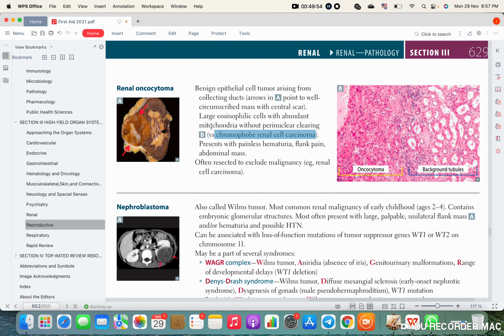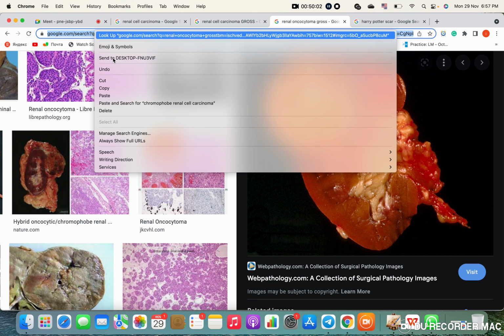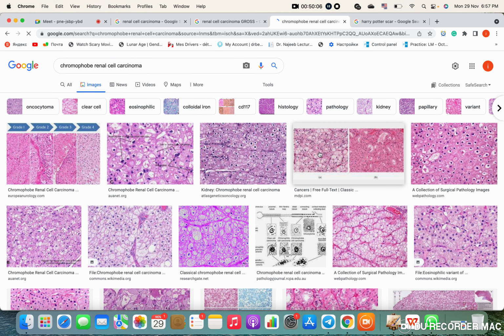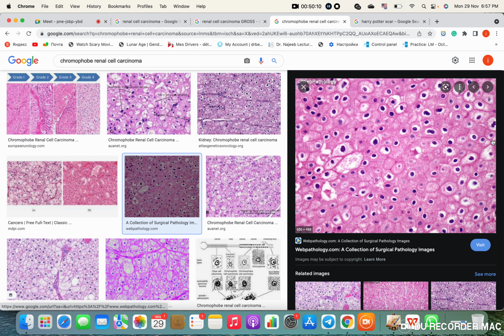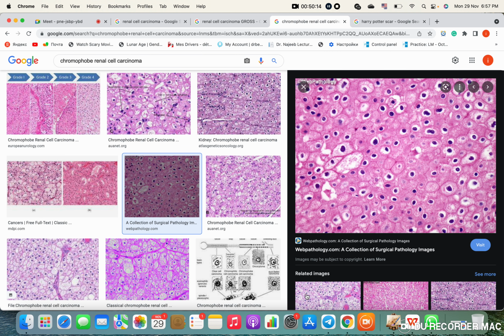There are actually two differences between renal oncocytoma and chromophobe renal cell carcinoma. This one is malignant, this one is benign. So carcinoma is malignant, oncocytoma is benign. The second difference is in histology. When you look at it in histology, you will be able to see the following. Notice it does not have completely clear cells, it has partially clear cells.